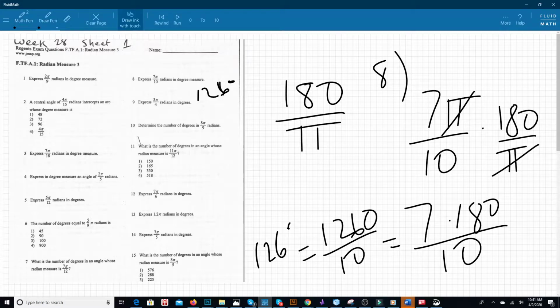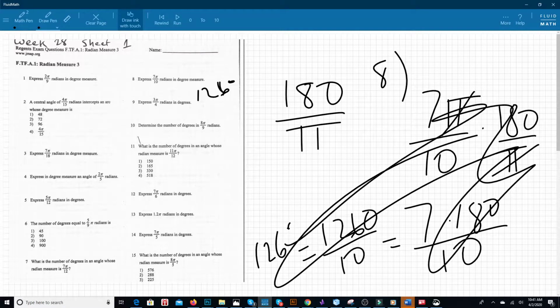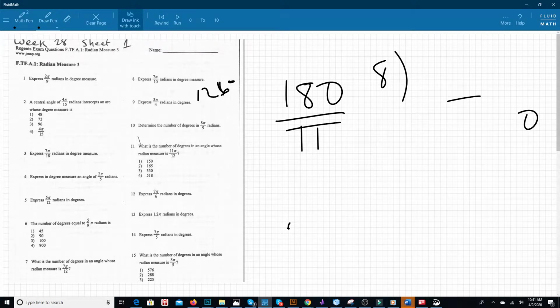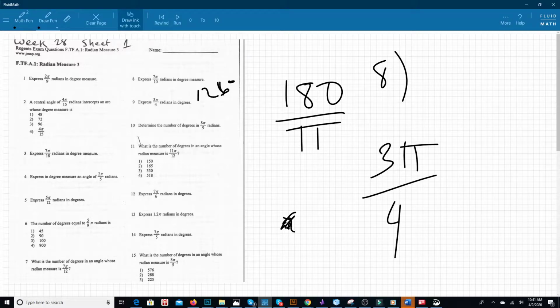Let me see here. So let's try question 9. I want one of you guys to give me the answer to question 9. Come on, this is easy, guys. Emily, Amy, come on. I want to see one of you give me an answer. It says 3 pi over 4, right? I want to convert that to degrees. What answer would we get?